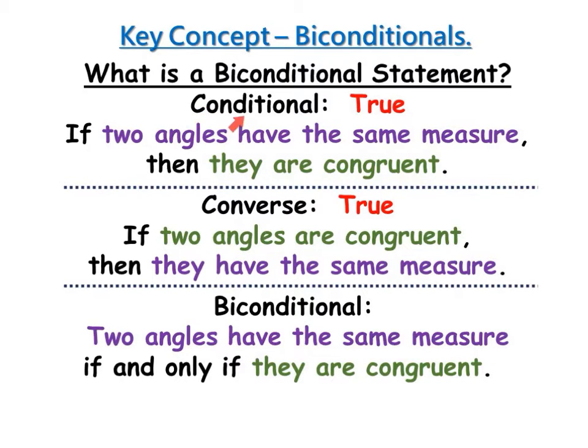Well, if you have a conditional statement, you must assume it's true. For example, if two angles have the same measure, then they are congruent. That's true. If you take its converse, which means you are going to switch sides, and it is also true, such as if two angles are congruent, then they have the same measure. That is also true. If a conditional and its converse are both true, we can write it as a biconditional statement. Two angles have the same measure if and only if they are congruent.